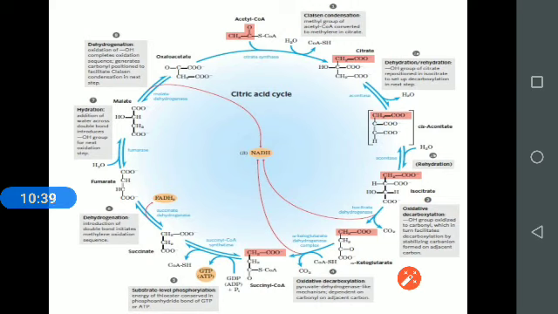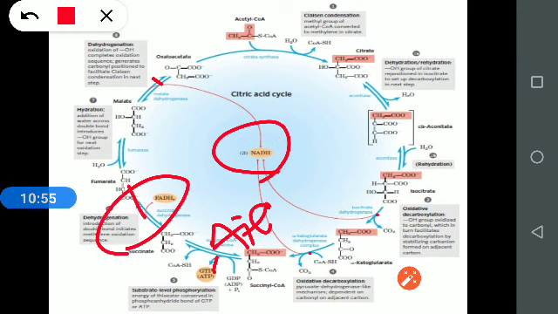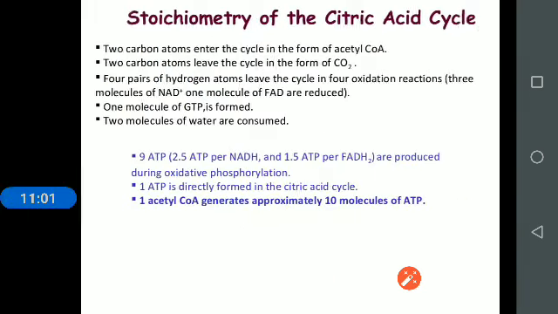So this is an overview of the cycle, what is happening and what is going on. Here there are 3 NADH, 1, 2, third, and here this is a GTP, which will give ATP by substrate level phosphorylation, and here 1 FADH2 will be produced. So these are the Krebs cycle reactions.